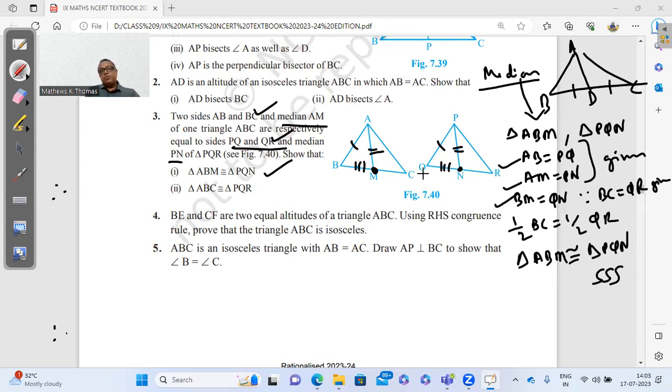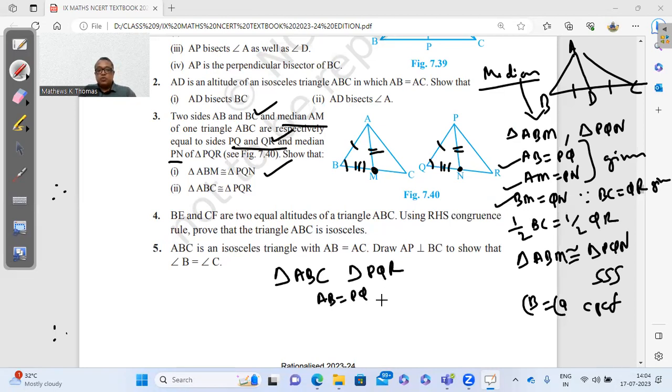Now we have to prove the bigger triangles congruent. Once the small triangles are congruent, we can say that angle B equals angle Q by CPCT, because B and Q are part of these small triangles. We can use this as a condition for the bigger ones. So take triangle ABC and triangle PQR. AB is equal to PQ, given. BC equals QR, also given. Two conditions were already given.